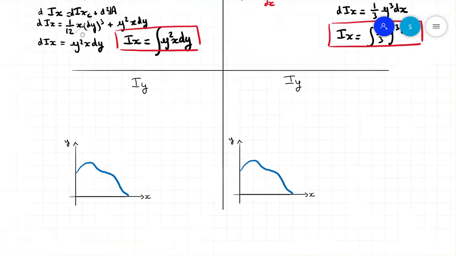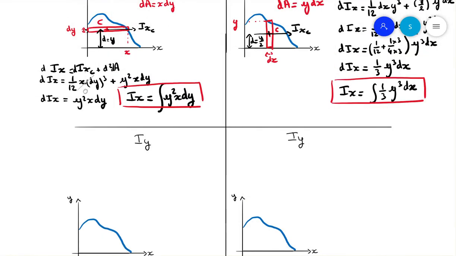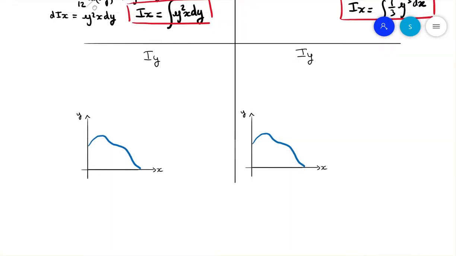Let me do it with Iy. So we did the horizontal stripes, so let's do the horizontal stripes on this side, and the vertical stripe. That's easier with the y, with the vertical stripe. So let's do this one first. So that's the C. So now dA, this is dx, and this is y. So dA is equal to y dx.